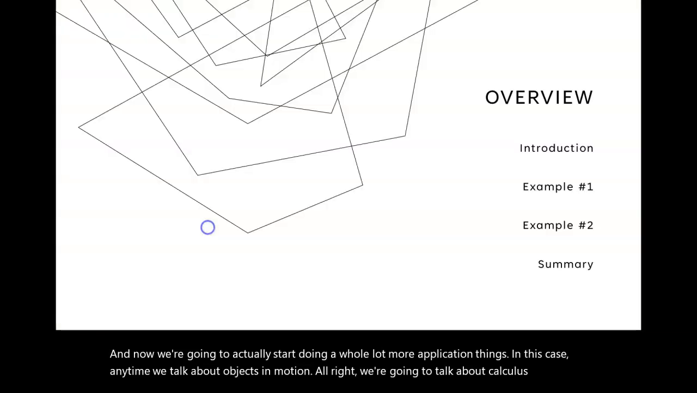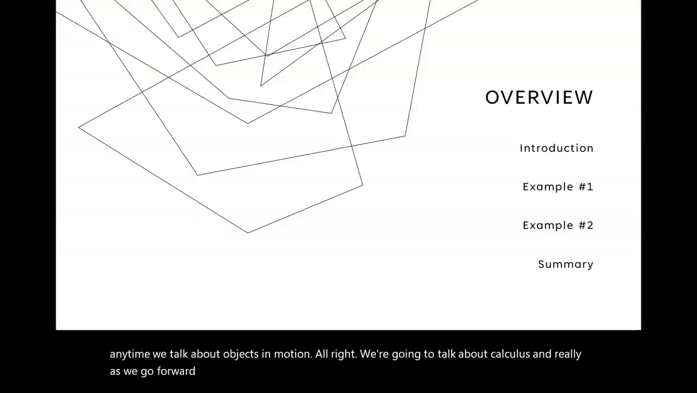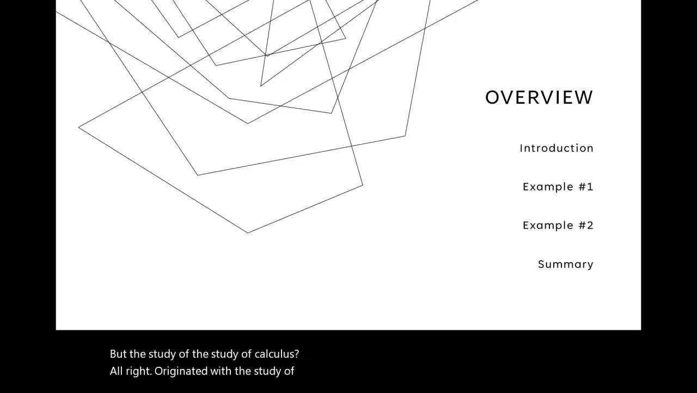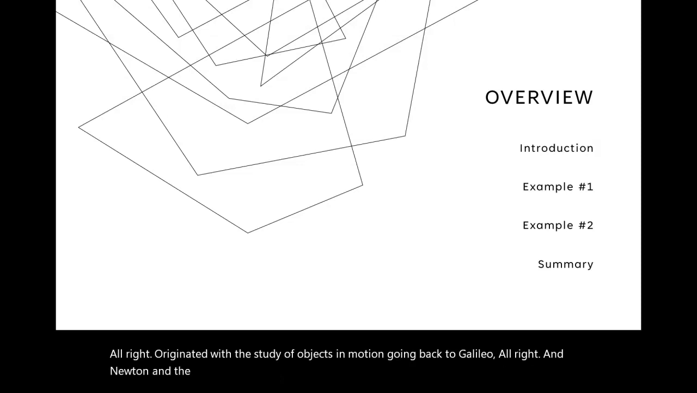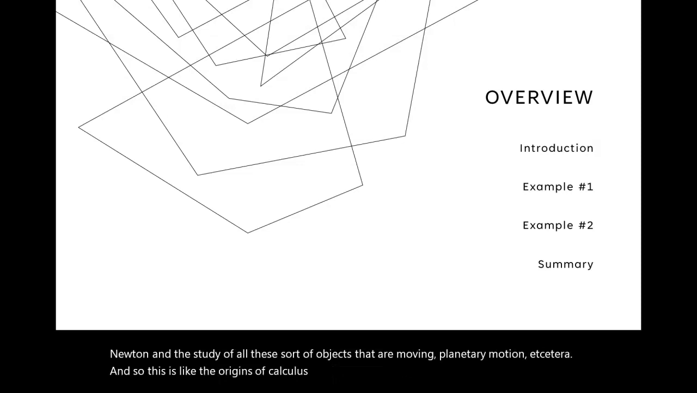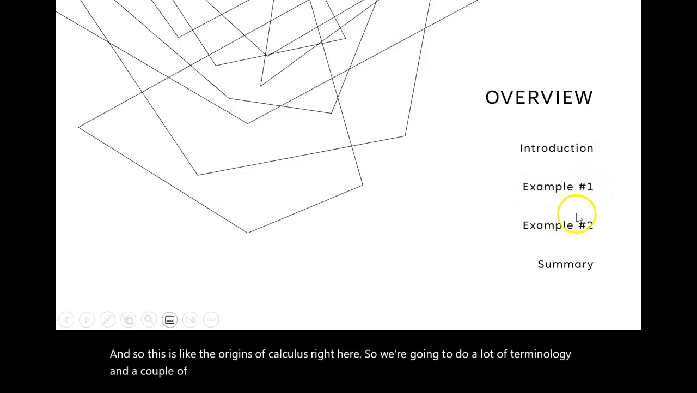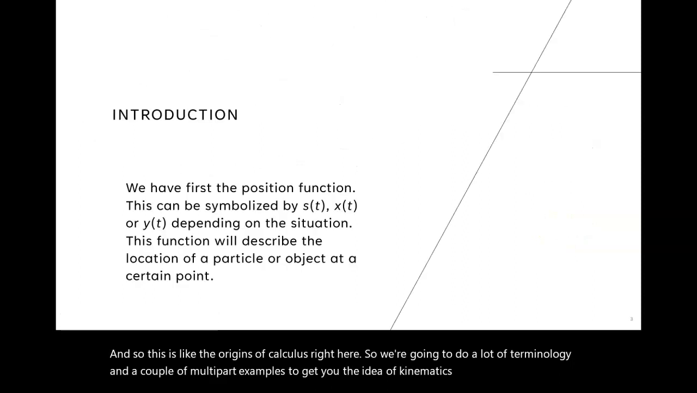And really, as we go forward and we do this overview, there's a lot of introduction and a lot of definitions. But the study of calculus originated with the study of objects in motion, going back to Galileo and Newton, and the study of all these objects that are moving, planetary motion, etc. So this is like the origins of calculus right here. We're going to do a lot of terminology and a couple of multi-part examples to get you the idea of kinematics and how calculus relates to it.